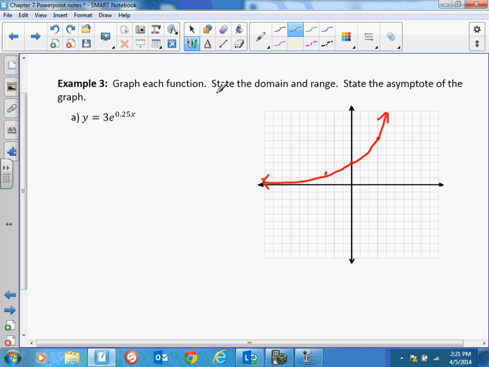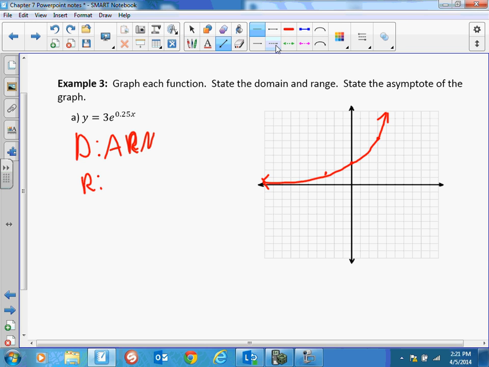So the domain doesn't change for this one. Domain is all real numbers. It's not ARN, as someone was saying the other day. It represents something. If you don't realize it is all real numbers, then you need to write it out. The range doesn't change. You can see, let me continue to draw this dotted line.